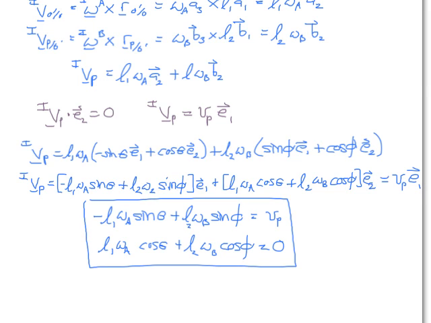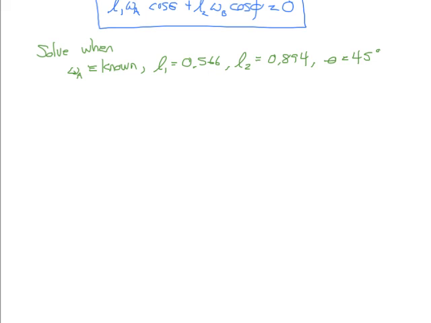And so we now have three equations and three unknowns. Our three unknowns are our speed, omega b, and phi. But we take care of our speed and omega b in this equation, and then we relate theta to phi in our position constraint equation from earlier. So now let's solve. When we're given omega a, we know the lengths of each rod, and we're solving only for when theta is equal to 45 degrees.